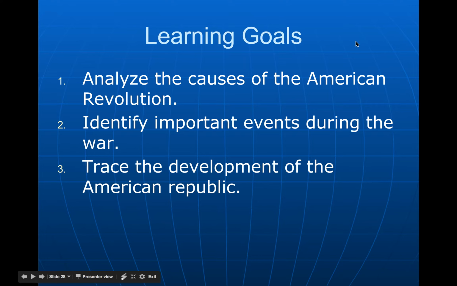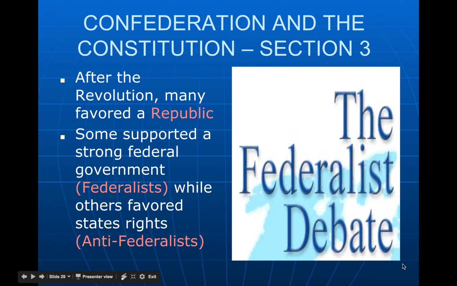We're going to move on to Section 3, where our learning goal is to trace the development of the American Republic. In this section, we're going to look at how the American Republic began and the transformations that it went through to reach the Constitution.